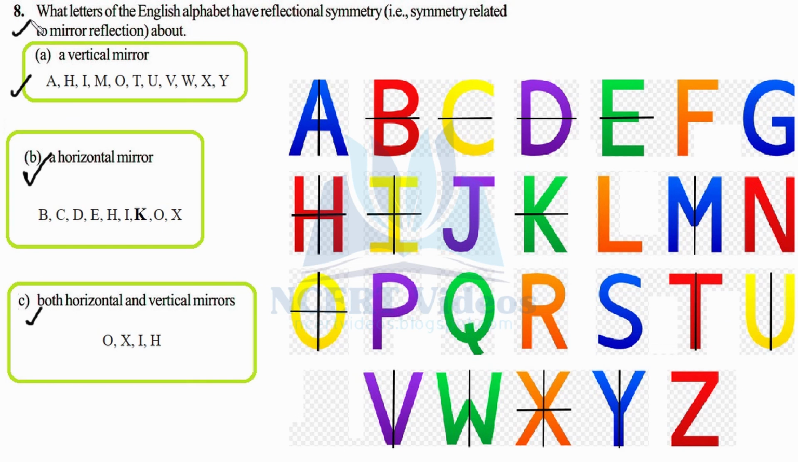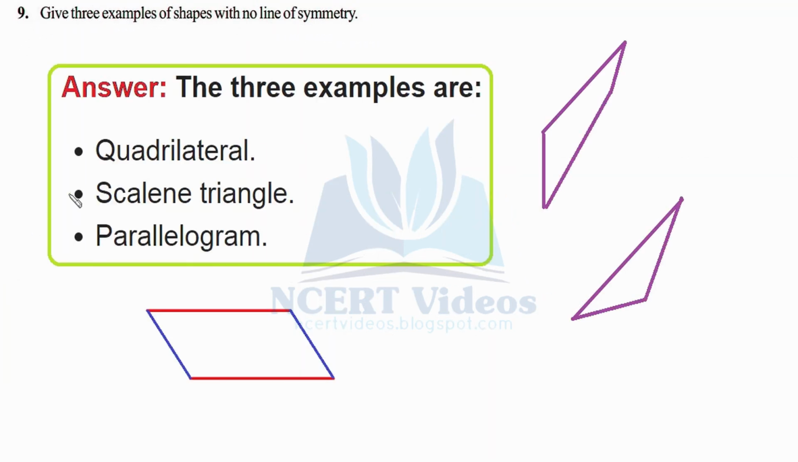That is 8th. 9th, give 3 examples of shapes with no line of symmetry. Well, we have already studied in this exercise that quadrilateral, scalene triangle, and parallelogram can be 3 examples which do not have any line of symmetry. This is a quadrilateral, it can be of any shape but having 4 sides. In this case, unequal sides, therefore no line of symmetry. Again, scalene triangle, since all the 3 sides are not equal in length, therefore no symmetry can be performed, and in case of parallelogram as well. So that is 9th.